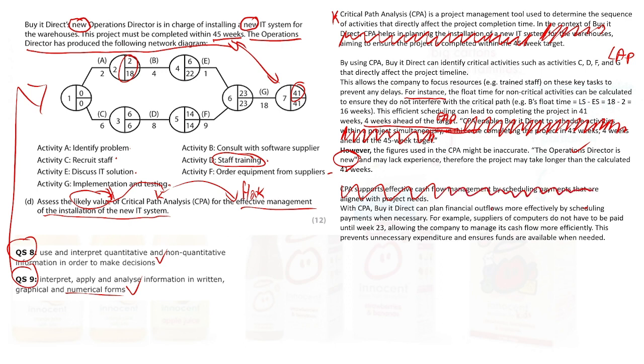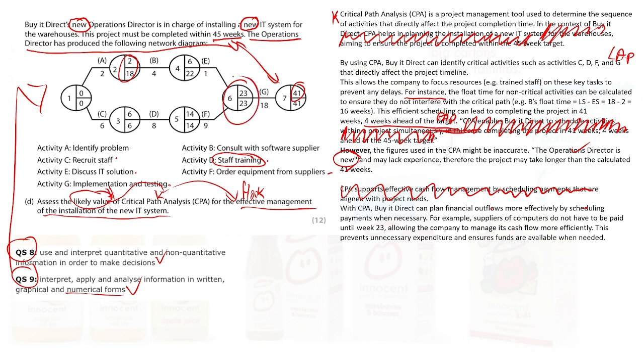I only need to say it once. Start with your point, straight into a chain of argument, okay? Payments when necessary. So we've sort of got that. We don't need to say it twice. I know it's good, but it's not that good. For example, suppliers of computers do not have to be paid until week 23.